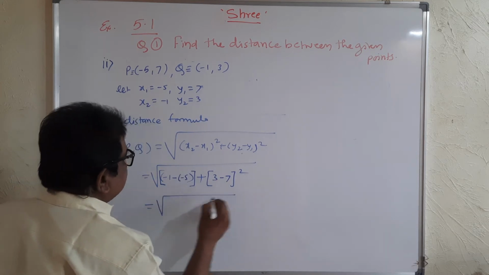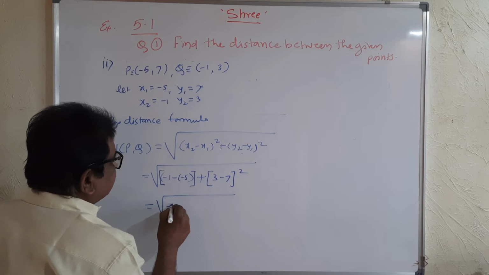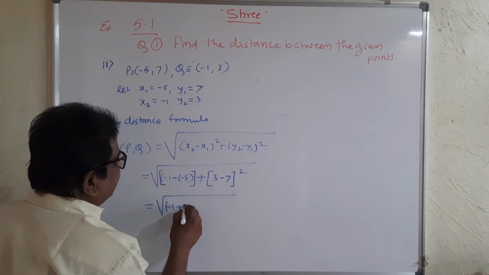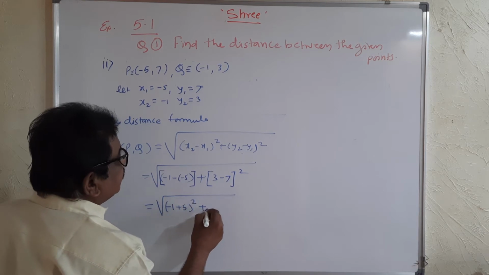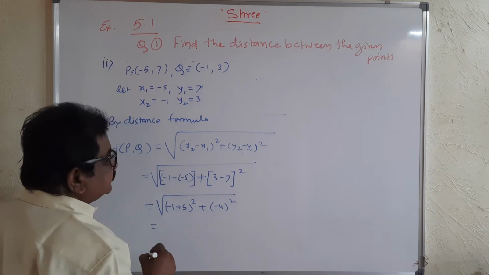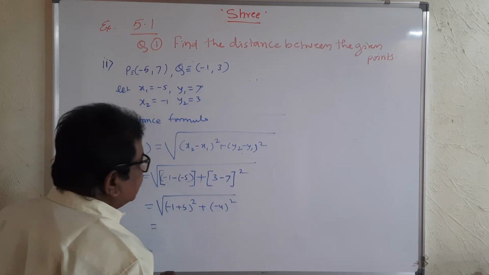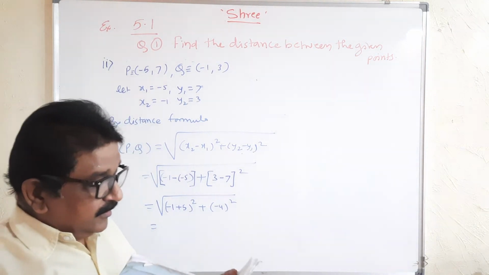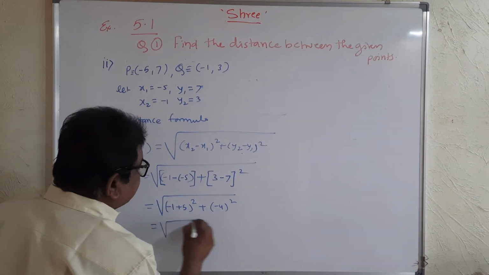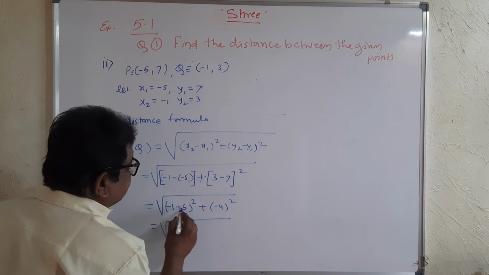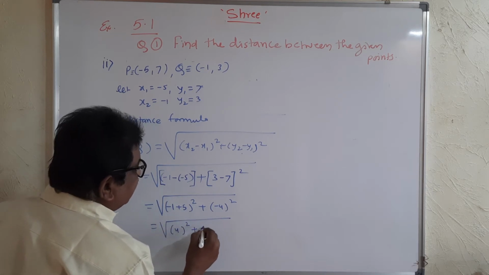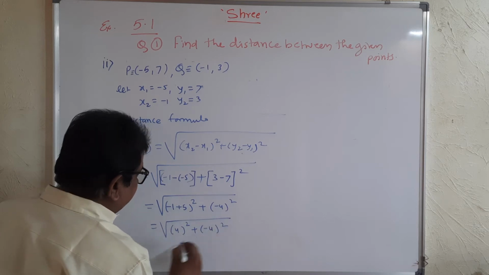So it will be 3 minus 7 the whole square. This one: minus 1 in the bracket, minus 1 plus 5 the whole square plus minus 4 the whole square. Are you getting it? So this will be minus 1 plus 5, it is 4 the whole square plus minus 4 the whole square.